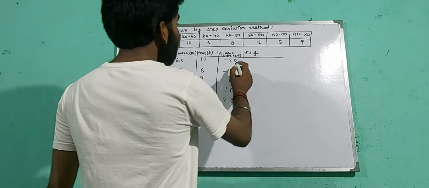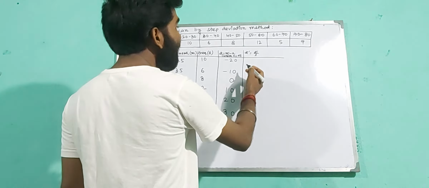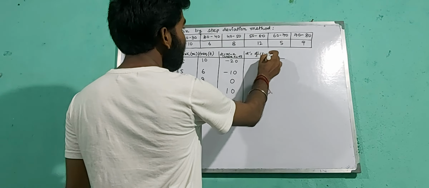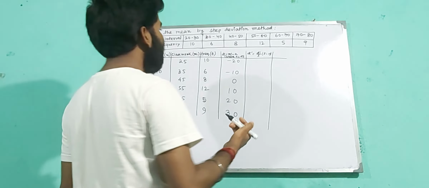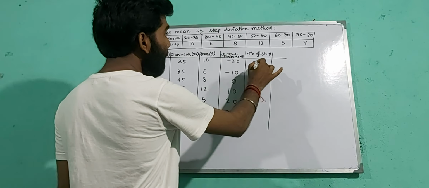So di dash means minus 20 by 10. 10 is what? L, length. I will write here, L equals 10. I am writing here otherwise you will forget. If you forget, you just go back and see what I said. L means 10, so minus 20 by 10 will be minus 2.